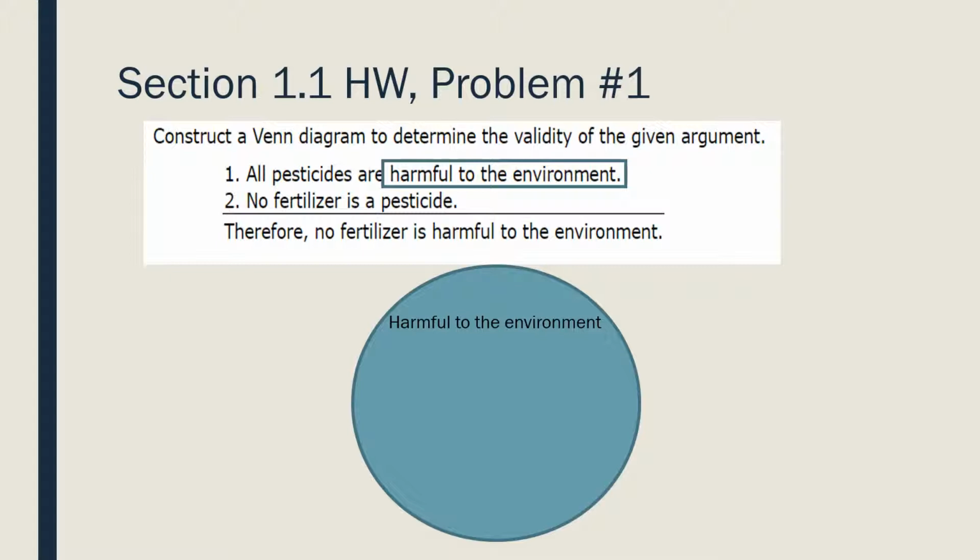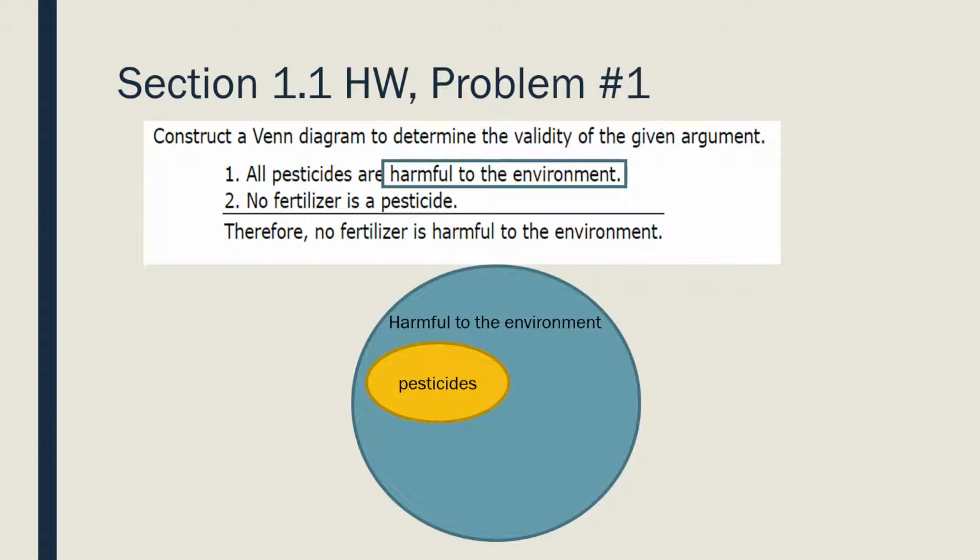Now, our minor premise says no fertilizer, or excuse me, we haven't finished yet. Inside of here, we need to put pesticides because they're telling us that all pesticides are harmful to the environment. So let's make ourselves a little circle inside of this big circle, and this will be our pesticides. So pesticides are harmful to the environment. So that's one example of something that's harmful to the environment.